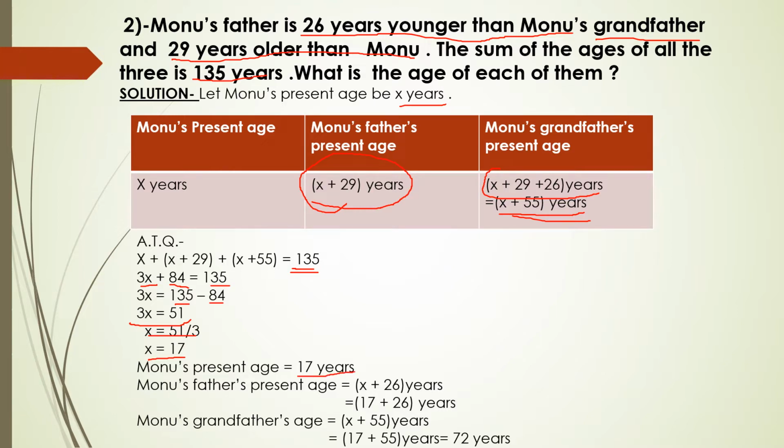Let us get Monu's father's present age, that is x plus 29 years. So it is 17 plus 29 years, which is 46 years. Now coming to Monu's grandfather's age, that is x plus 55, which is 17 plus 55, equal to 72 years. I hope I am clear with the solution.